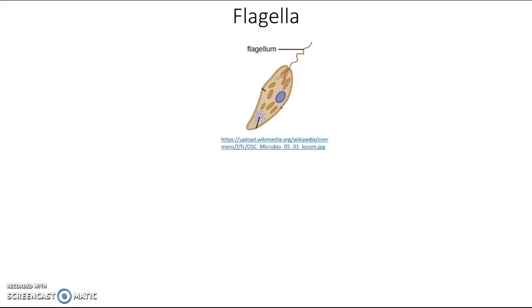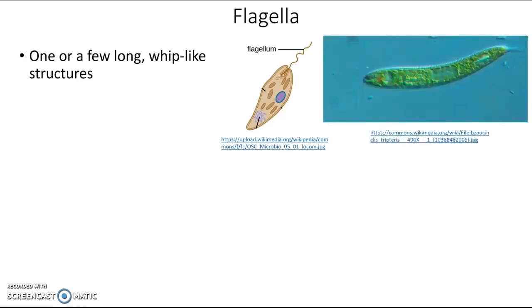So here is a cell with a flagellum on it, and flagella are one or a few longer whip-like structures. And the word flagellum actually comes from the Latin word for whip. So they're on the outside of the cell. They look almost like a tail or several tails, depending on how many flagella there are. Here's another example. This is a photosynthetic protist. You can see some of its little green chloroplasts there, and it has a single flagellum down on this end. It's a little bit difficult to see because it's not quite in focus, but there it is.